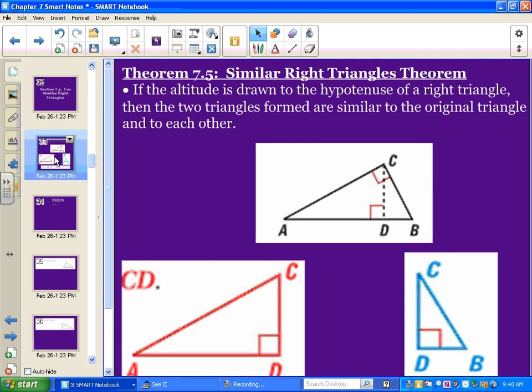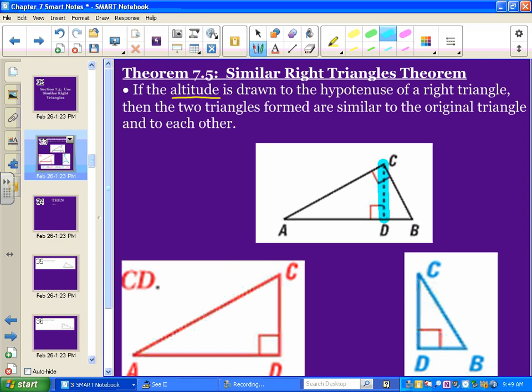Some key words in this theorem. First one being altitude. An altitude is a line or line segment drawn from the vertex of a triangle to the opposite side, and it's perpendicular with the opposite side.